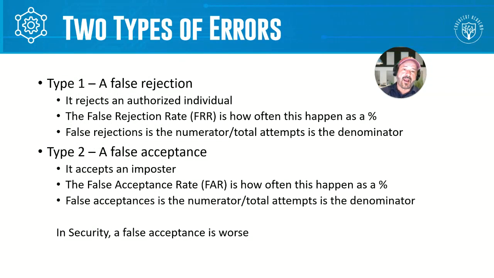There are also two types of errors associated with biometrics. One is called a type 1, a false rejection. That means you're an authorized user and you give them your thumbprint and they say, nah, we don't recognize you. Give them your thumbprint again. Nah, we don't recognize you. Eventually, what's known as the clipping level kicks in, and they're not going to let you keep trying. So it's basically rejecting an authorized individual.